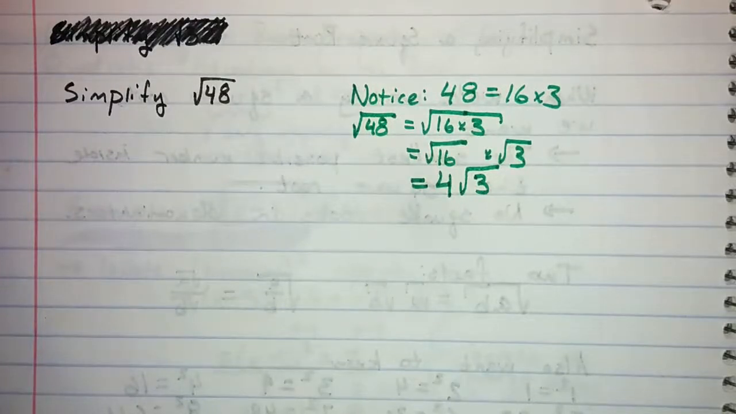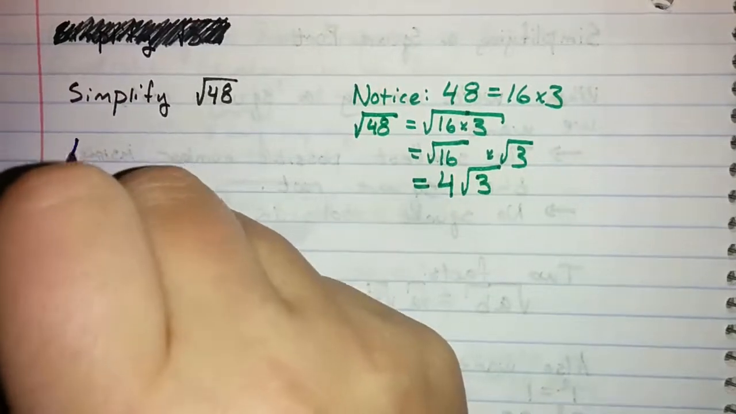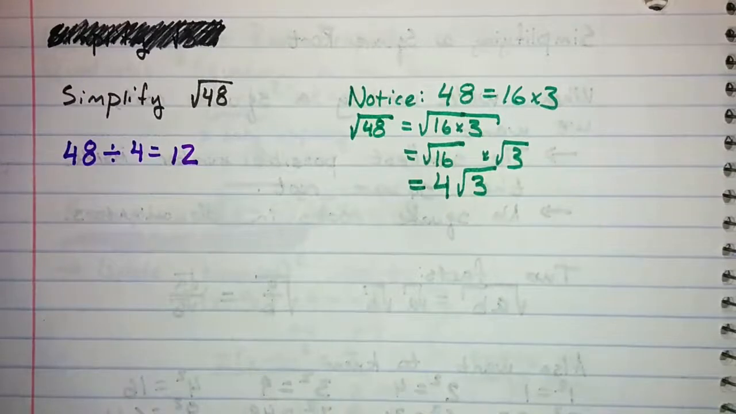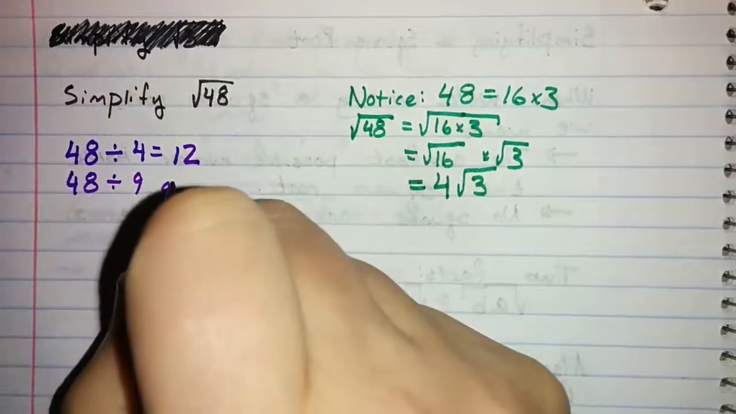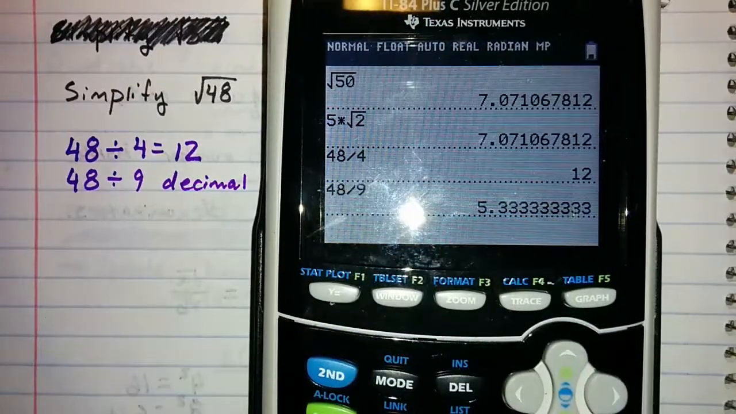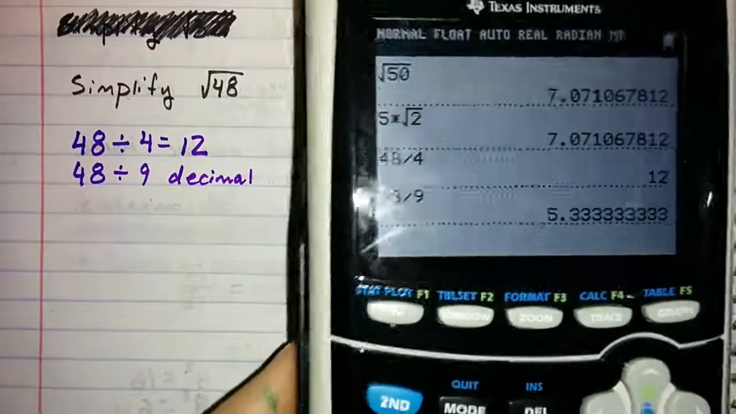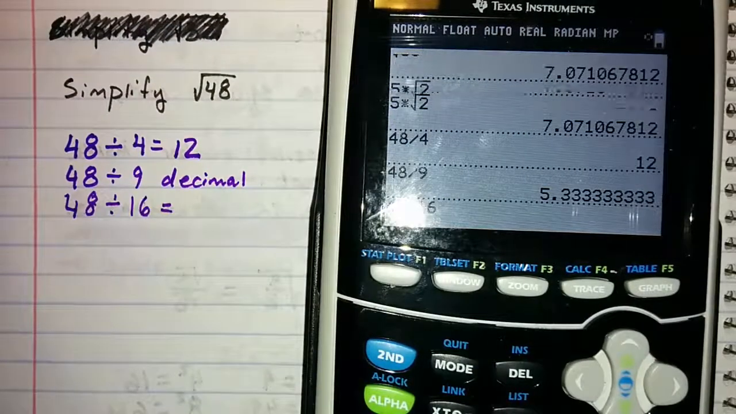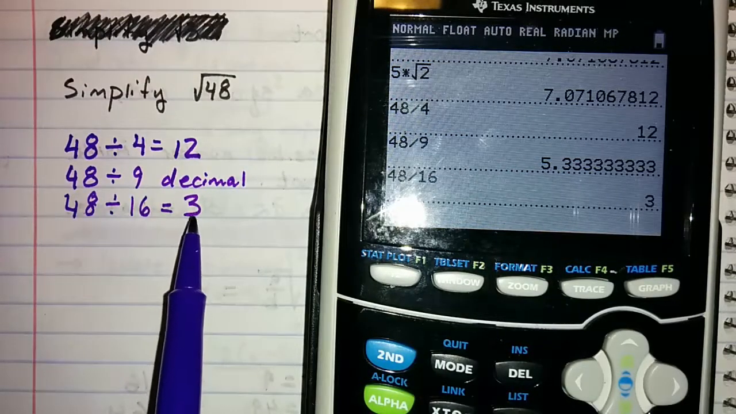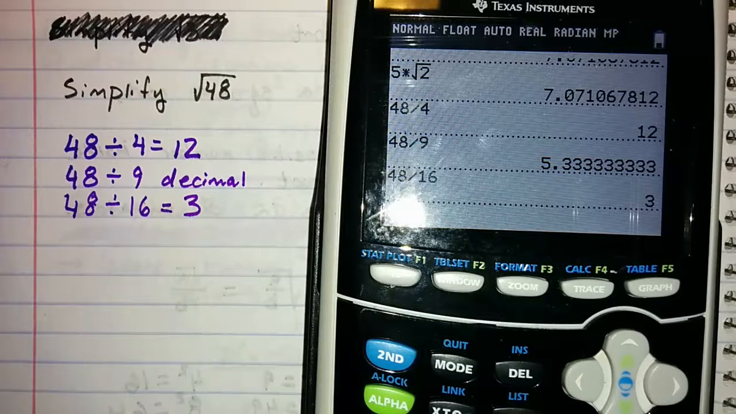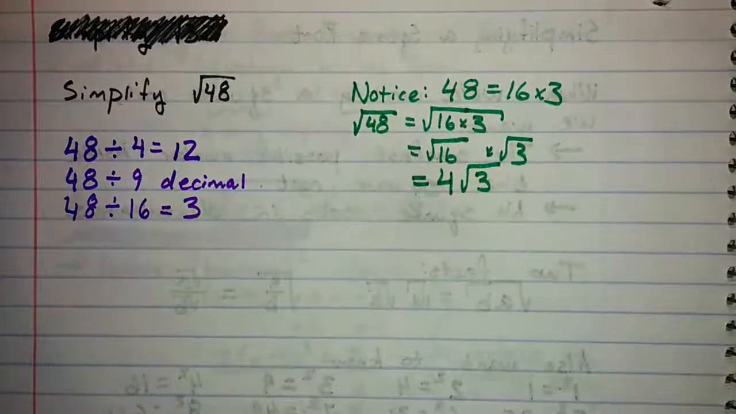Maybe you didn't. Maybe instead you went through and divided 48 by every perfect square. 48 divided by 4 is 12. That's starting to look promising, but we shouldn't stop yet. 48 divided by 9 is a decimal. On my calculator, I got 5 point a bunch of 3's. So 48 isn't a multiple of 9. 48 divided by 16 is 3. And now what's left is a prime number. It doesn't have any factors at all. We can stop when what's left is a prime number.